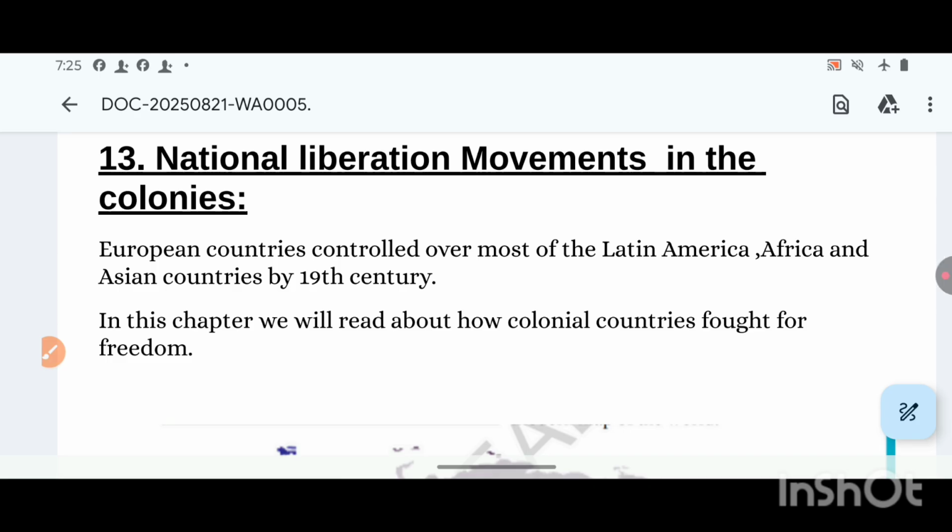Today, our lesson is the 13th lesson of 10th class, National Liberation Movements in the Colonies. What is the meaning of liberation? Liberation means freedom movement. In which places? Colonies. Colonies means one country is under the control of another country. Our India was a colony of Britain. Colonial countries fight for their freedom.